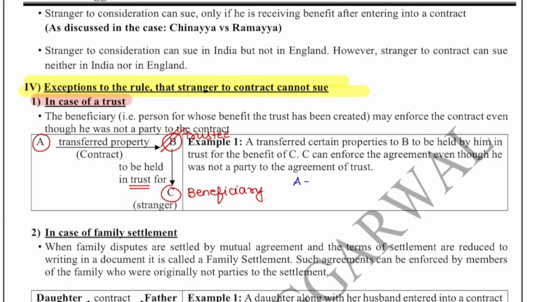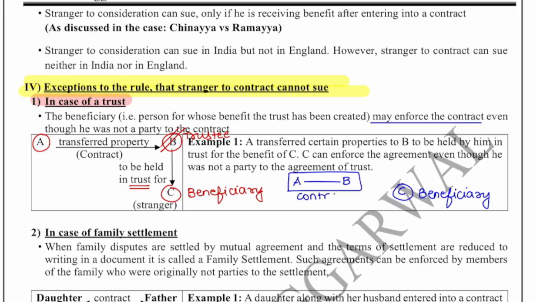That is our area of discussion. Now, A has given that money to B, so there is a contract between A and B. There is no contract with C. C is the beneficiary. He is a third party, a stranger. But because the contract is for his benefit and the trust is created, law says that the beneficiary can sue. So the beneficiary, that is the person for whom the trust is created, may enforce the contract even though he is not a party to the contract.